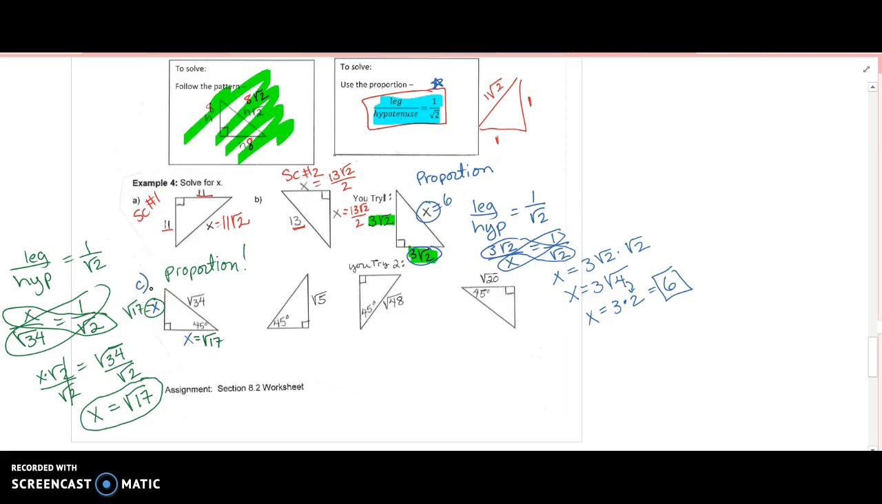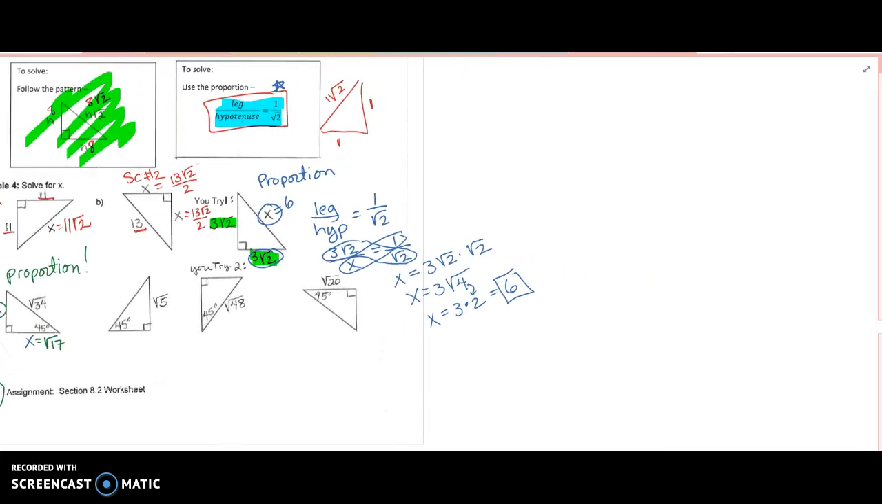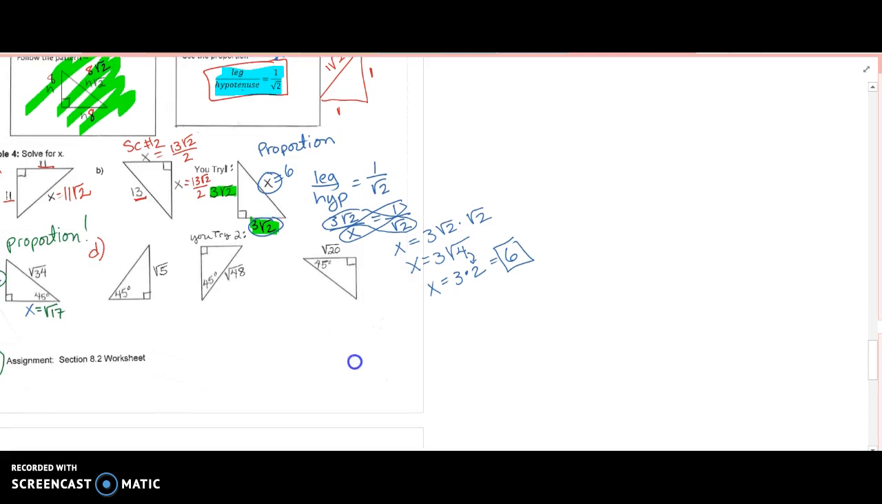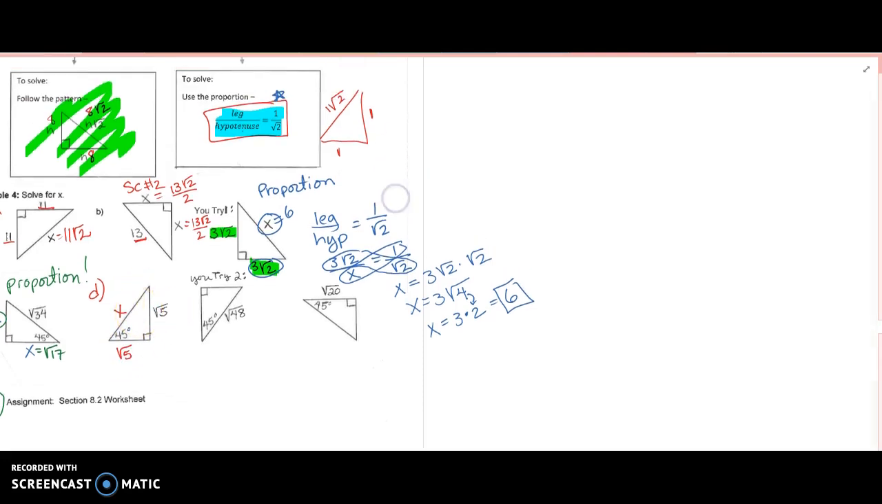Okay, let's look at another one. We'll call her part D. I didn't give you guys very much room. All right, here we go. So this time, I need to know my hypotenuse. I already know that this other leg is square root 5 because these are always the same amount. Let's look at our options.